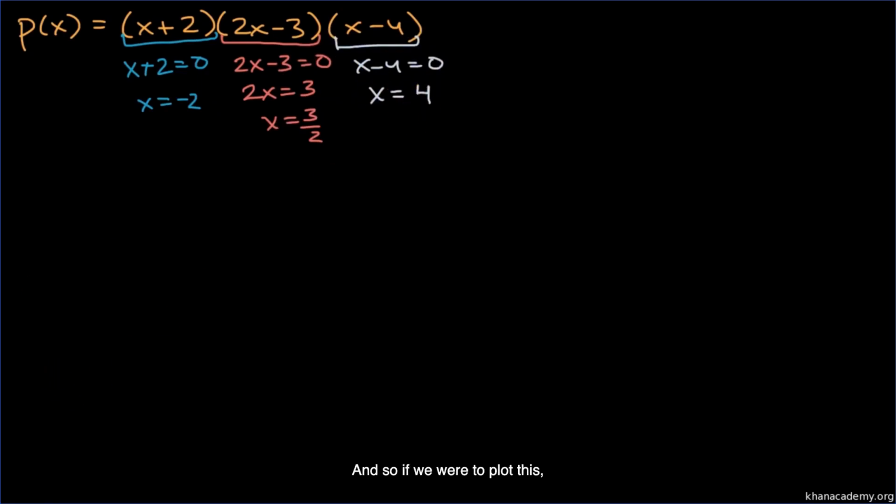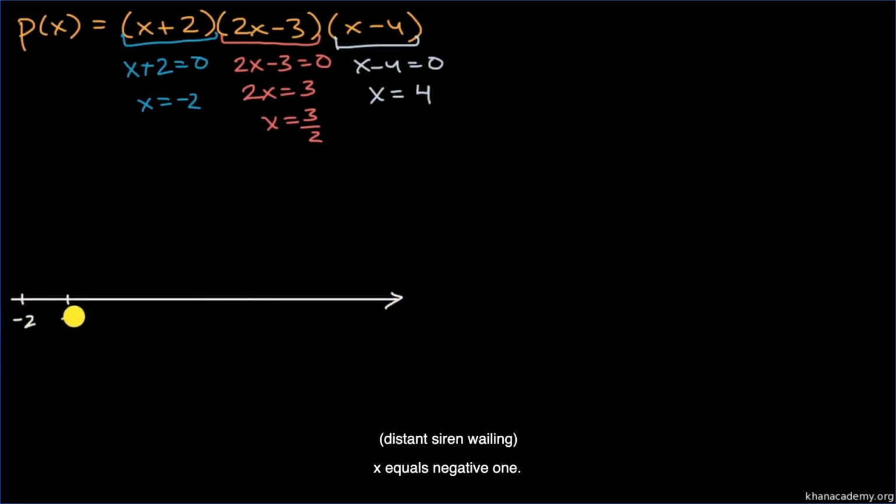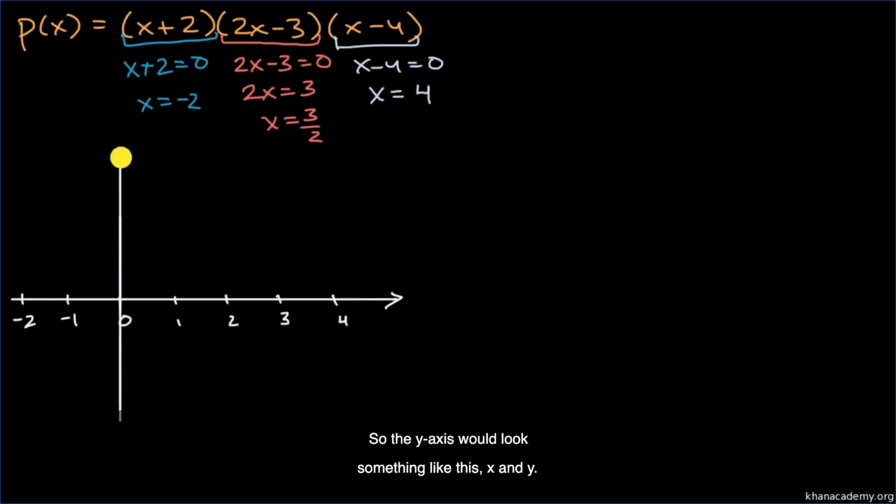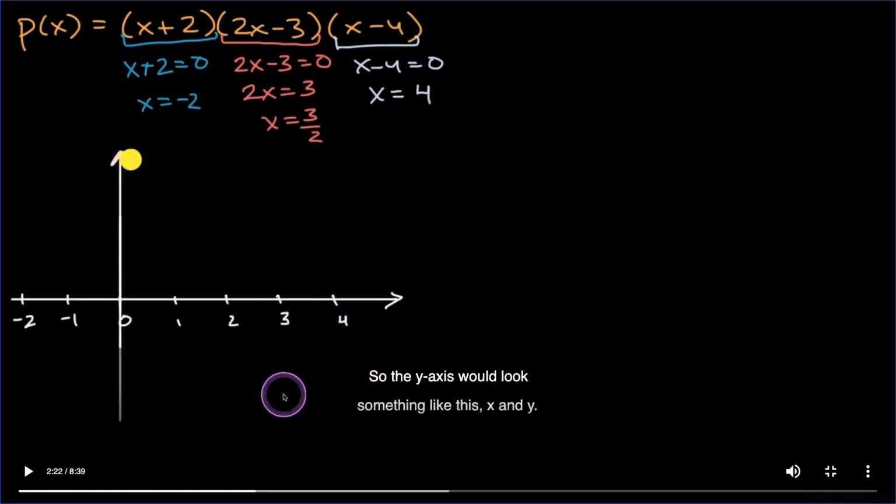And so if we were to plot this, it would look something like this. So this is x equals negative 2, x equals negative 1. This is 0. This is 1, 2, 3, and 4. Let me draw the y-axis here. So the y-axis would look something like... Okay, it reminds me something.